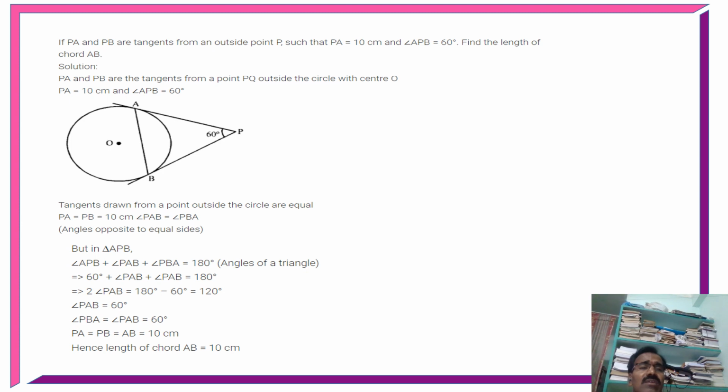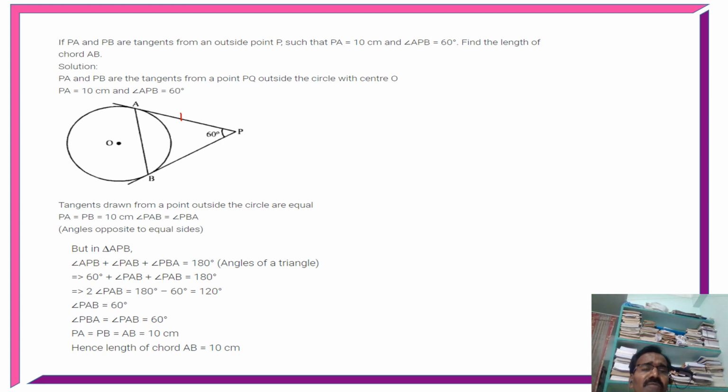In the next slide it is given: if PA and PB are tangents drawn from an external point P, in such a way that PA equals 10 centimeters and angle APB equals 60 degrees, find the length of AB. Very simple, students. Here we need to find the length AB.